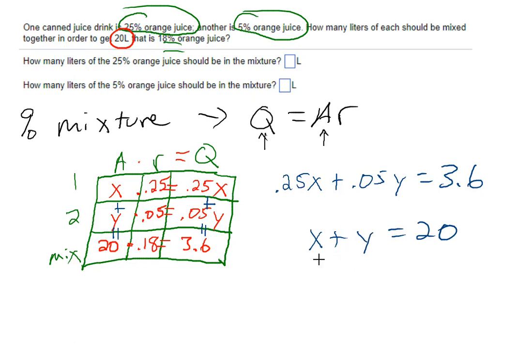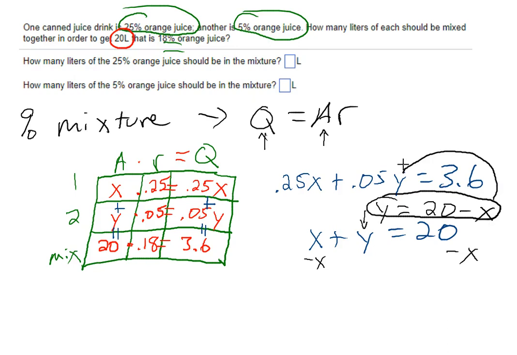So I solve this as a system of equations. I think substitution is the easiest way to do this. And again, it doesn't matter which one we solve for. So I'm going to solve this one for y. I'll subtract x to the other side, and I'm going to write it up here. I'm going to get y equals 20 minus x. I'm going to plug that in to my other equation.